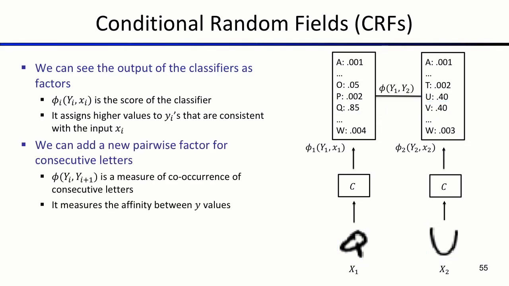So we can introduce a new factor that I'm calling here the phi y1, y2, because we are looking at the first 2 letters. And that factor will measure the affinity between 2 letters that are appearing in a sequence. So what we can do, we can take a dictionary of words in a certain language like English, and we can look at pairs of consecutive letters in the dictionary, and we can count how many of those pairs we can find. And at the end, we normalize that, and we can use that as information for this factor.